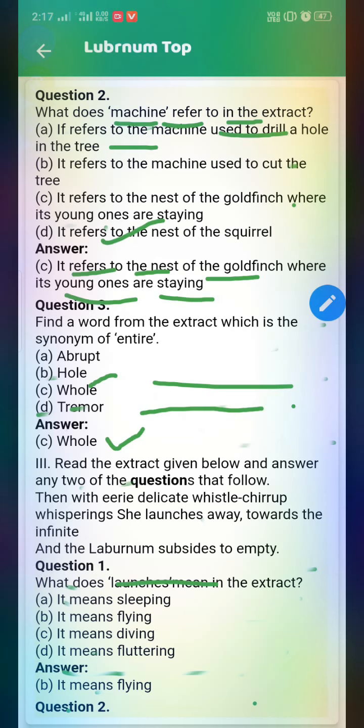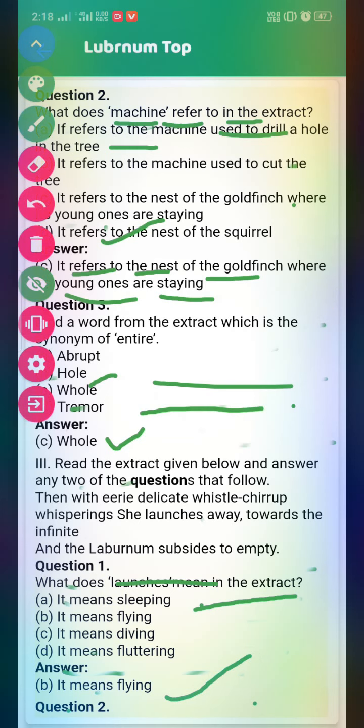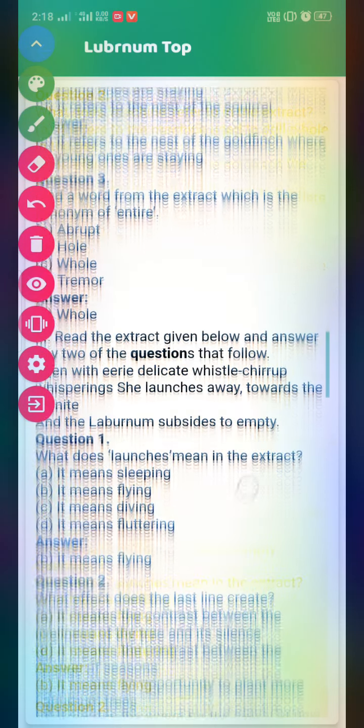Next, read the extract given below and answer any 2 questions that follow. Then with the delicate whistle chirrup whispering, she launches away towards the infinity, and the laburnum subsides to empty. Question number 1. What does launches mean in the extract? The answer is it means flying. The bird flies towards infinity into the sky.